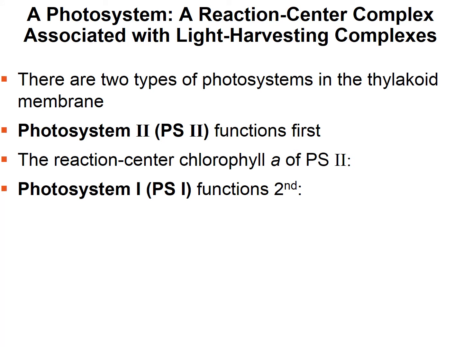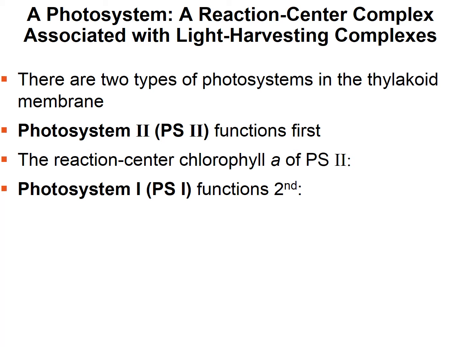There are two types of photosystems in the thylakoid membrane. Photosystem 2, PS2, functions first. The reaction center chlorophyll A of PS2 is called P680. This is because it is best at absorbing wavelengths at 680 nanometers, which is the color red.